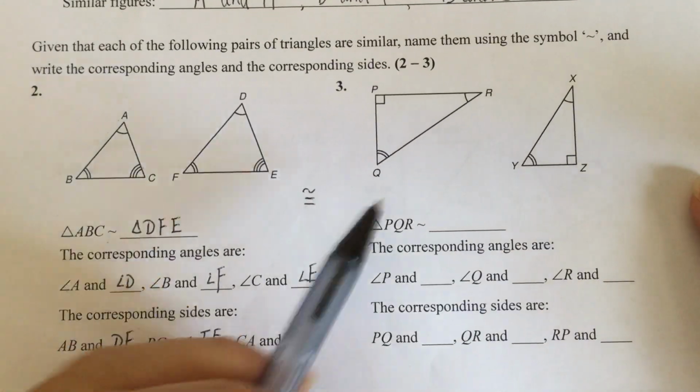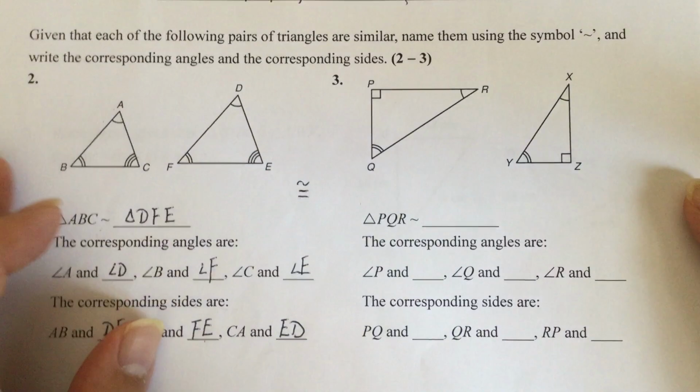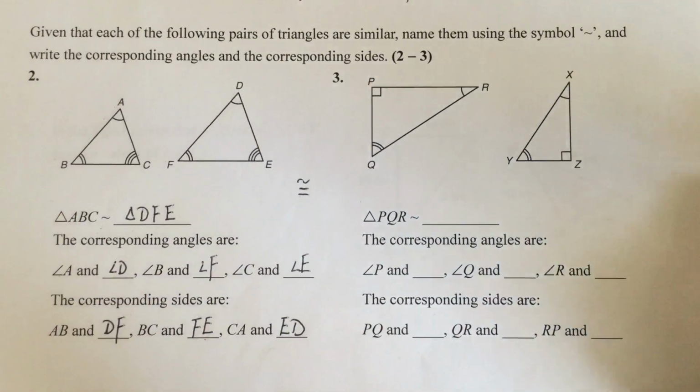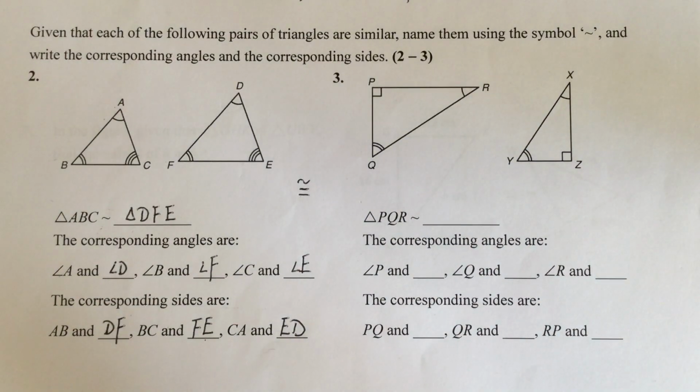And for the other one, you will have triangle PQR. So I will give you 15 seconds. You can try to do this, and I will tell you the answer afterwards.